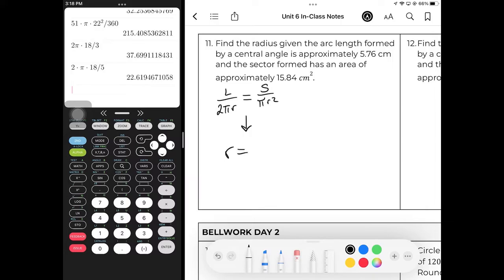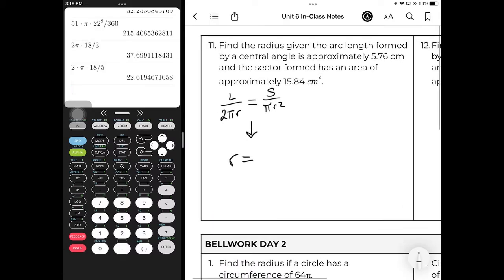And I just want you to make sure you copy this down. If you want to come by and go back over this with me, I can gladly show you where I'm getting this. But if I solve this equation for r, if I get r by itself in this equation when I cross multiply, the pi on both sides cancel. The radius is actually just the sector area times 2 divided by the arc length.